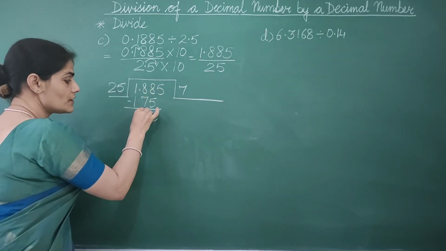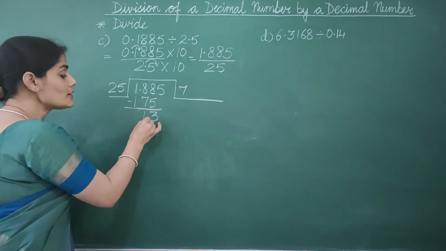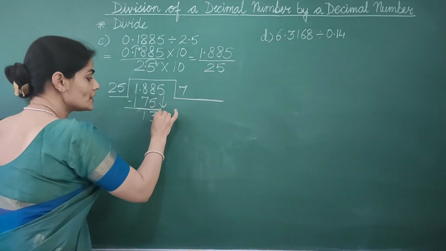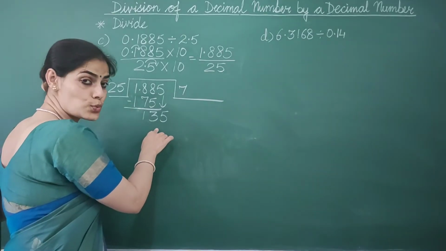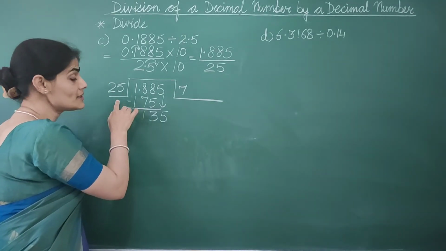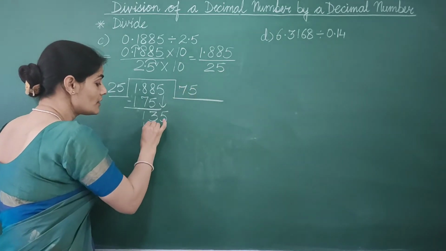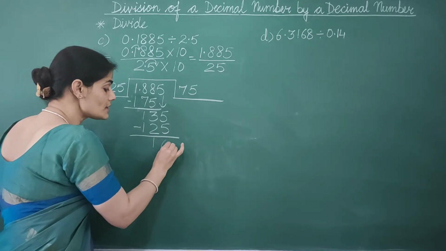8 minus 7 is 1. And 1 minus 1 will be 0. So the remainder here is 13. I bring down the next digit. Now I clearly know that 135 doesn't come in the table of 25. But 25 fives are 125. The remainder is 10.